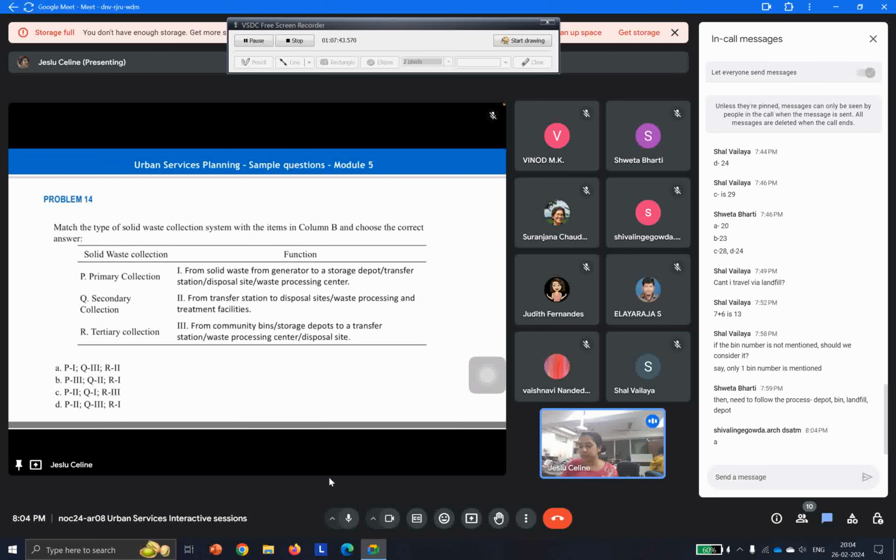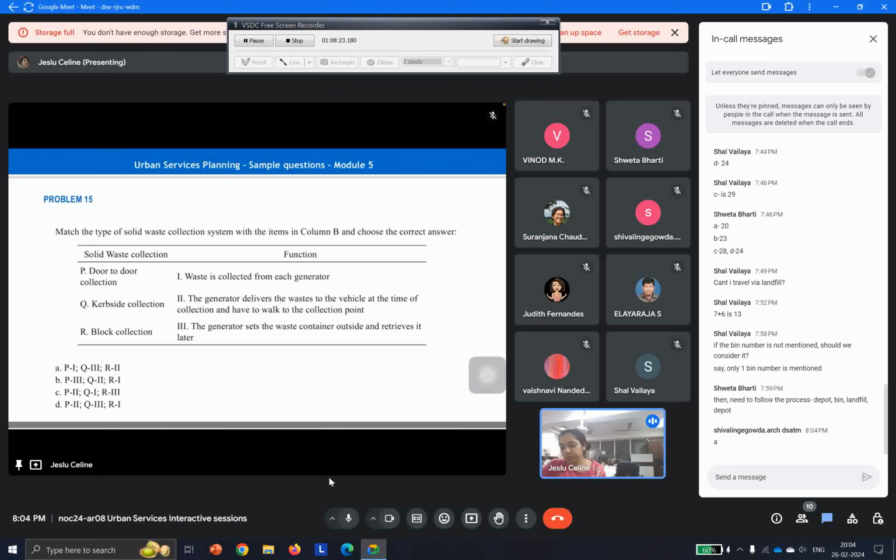Match the type of solid waste collection system with the items in column B and choose the correct answer. This is a very simple one. I think we can answer it straight away. Primary, secondary, and tertiary. We've already answered this. Primary starts from the solid waste generator to a source. Secondary starts from a community bin or a storage facility, whereas tertiary starts from a transfer station. We have discussed this, so that is option A. Let's proceed on to the next question.